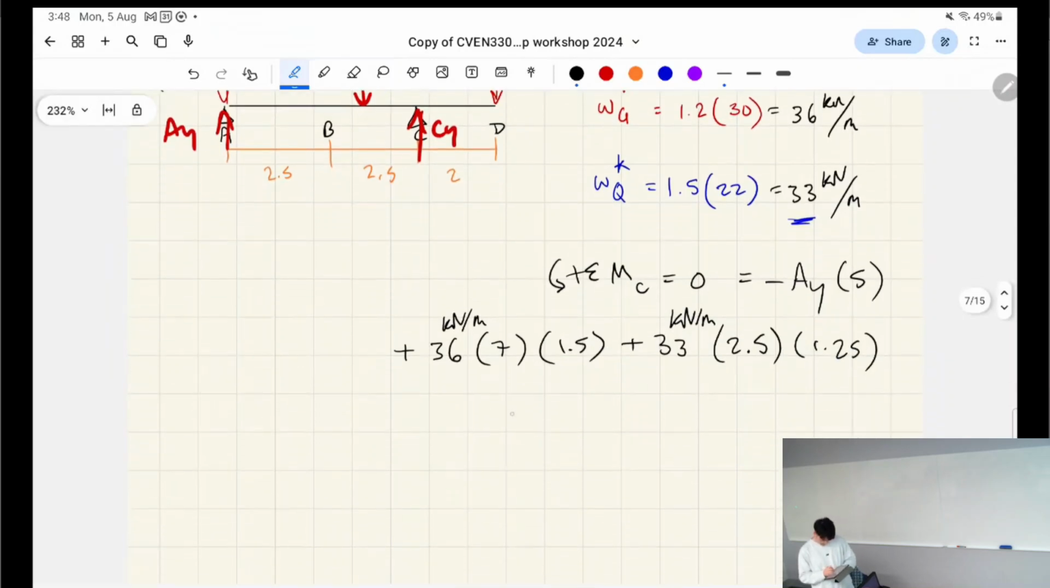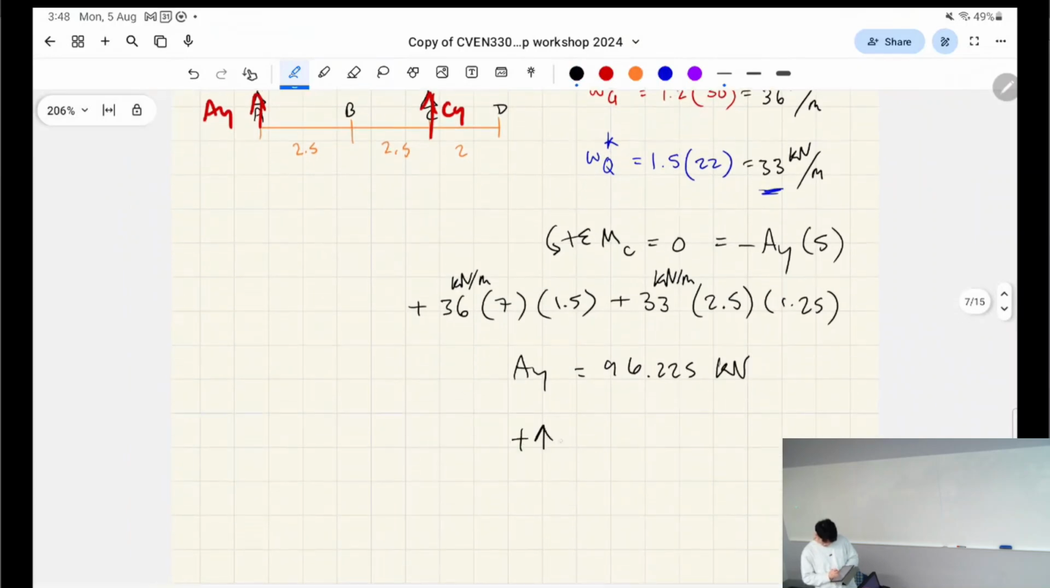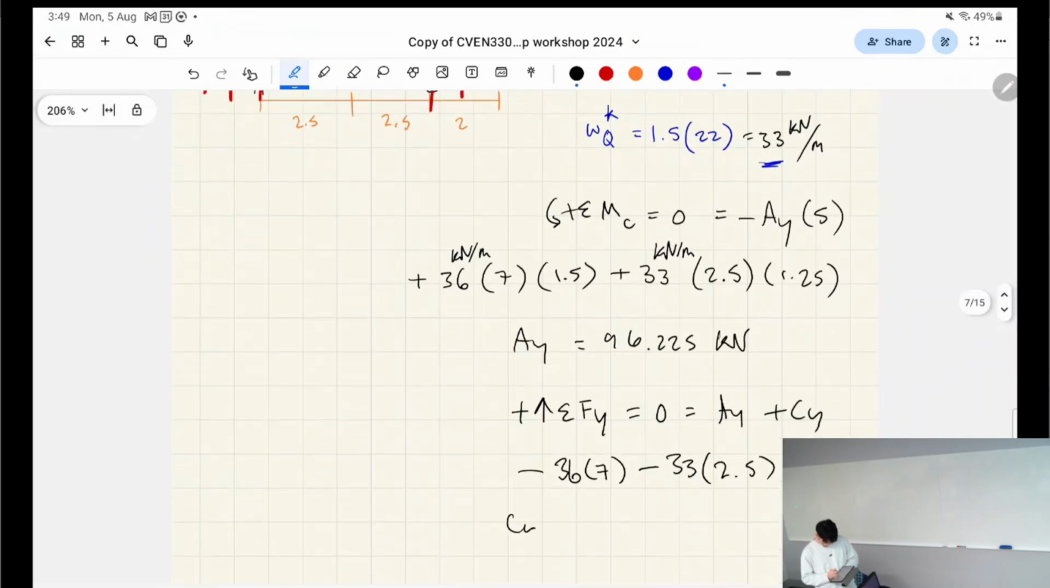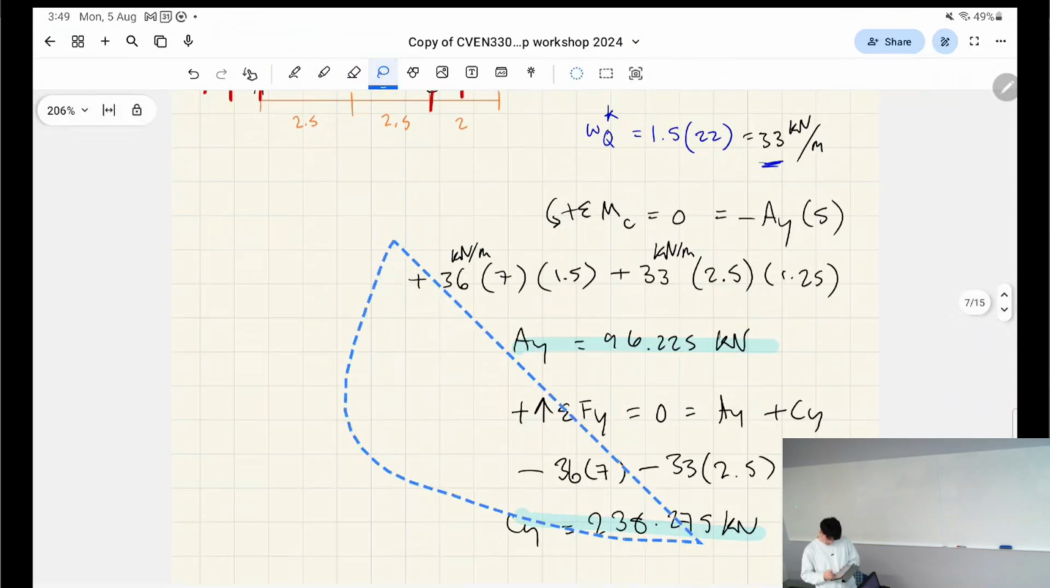So now we solve for AY, and we get AY is 96.225, and then the sum of the forces: AY plus CY minus 36 times 7 minus 33 times 2.5, right? This gives us CY as 238.275 kilonewtons, okay? So now we've finally solved the support reactions. I'll keep that there, but I'll make it a bit smaller.